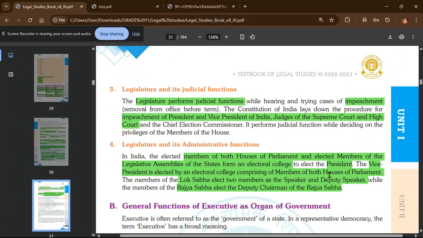Then you have third, legislature and its judicial functions. So legislature performs judicial functions, like in the case of impeachment. Now impeachment can be done. Supreme Court, President, High Court, and Vice President are the people who can be impeached. Then the Constitution of India, the same as I just told you. It performs judicial functions while deciding privileges of members of the House. So incapacity is the reason why the vice president can be thrown out.